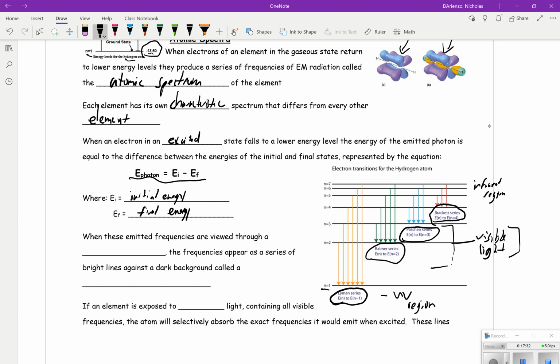Now, when these frequencies are viewed through a spectroscope, all these photons that are being emitted appear as a series of bright lines against a dark background, which we call a bright line spectrum or an emission spectrum. It's called an emission spectrum, and I want to define that here, because these are photons that are being emitted.